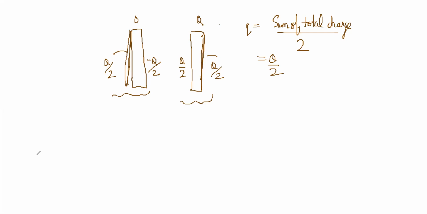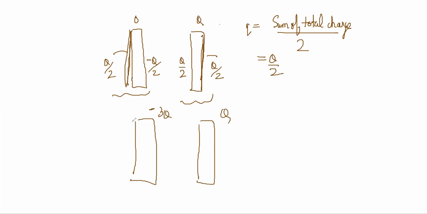If I had put minus 3Q and plus Q on these two, the outer surfaces here and here will have charges of minus Q and minus Q. Why? Because the sum of the total charge is minus 2Q, divided by 2. So now how will it happen? Minus Q here, then minus 2Q here, and then 2Q here, and 2Q minus Q is Q. Correct? Any pair of interior opposite surfaces have equal and opposite charges, right?